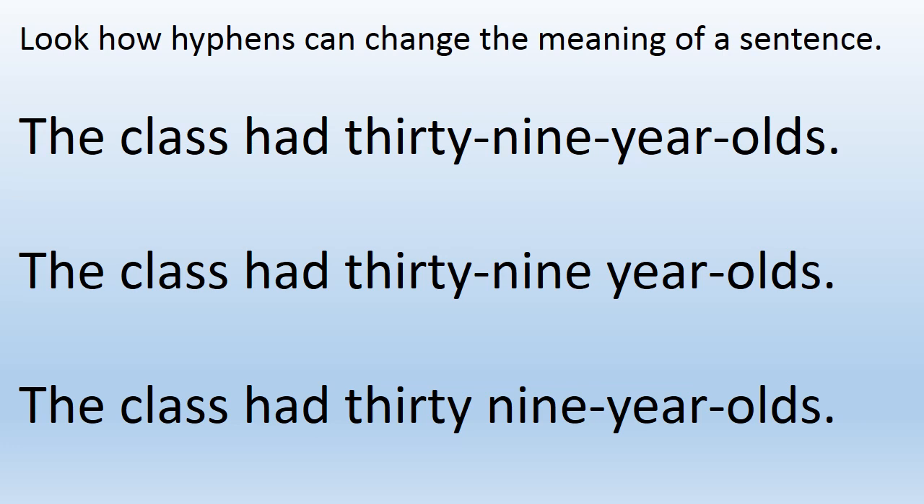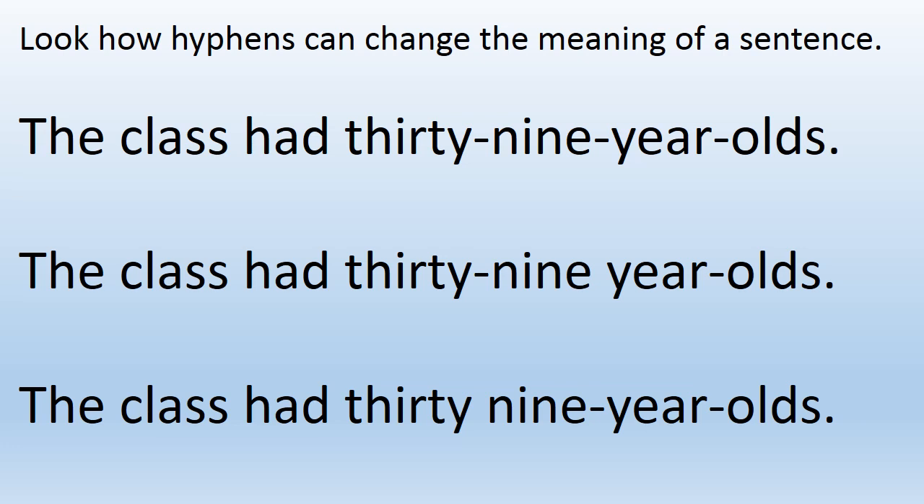Okay, so the first one, the class had 39-year-olds, with all of those words hyphenated together, means that is just one whole description. 39-year-olds, as in there are 39-year-old people in the class. 39-year-olds is one description now describing someone who is 39. So the class had people who were 39 years old in it.